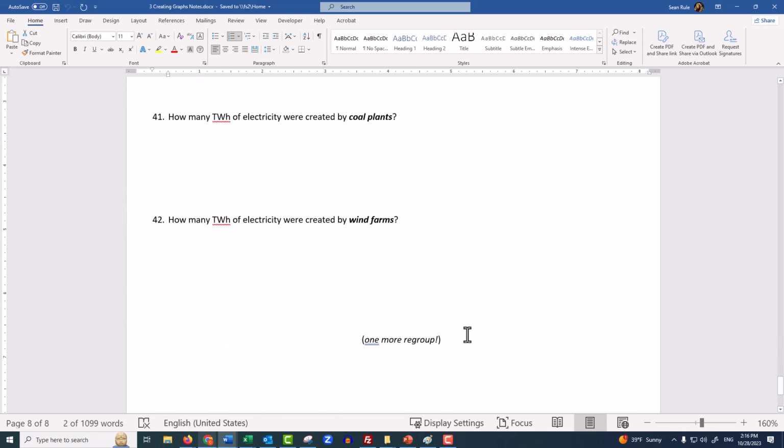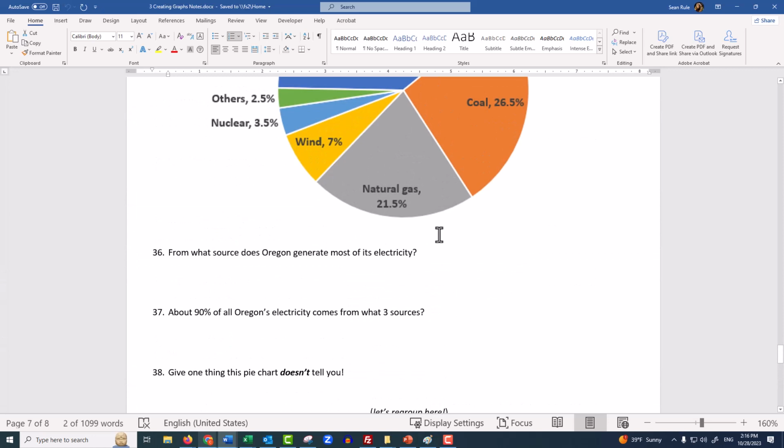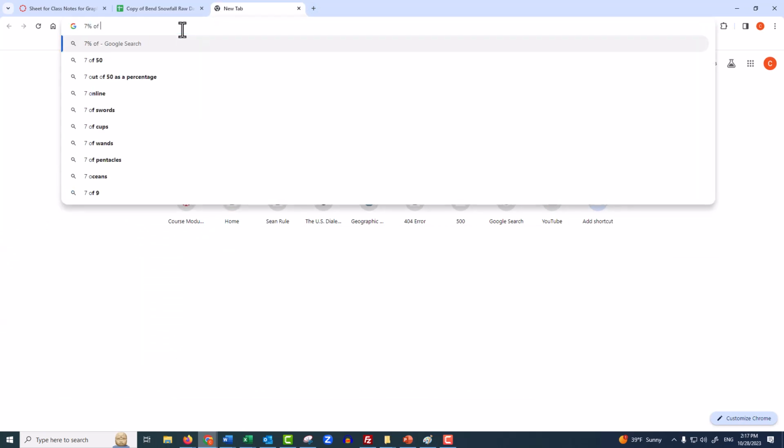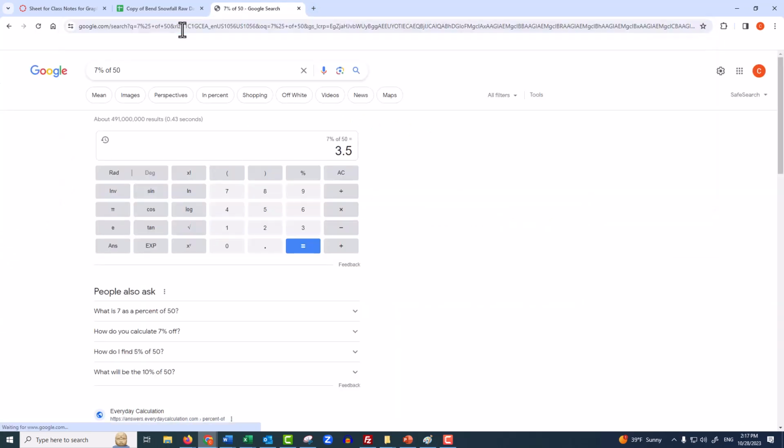And last but not least, wind farms, which is the 7% that's down here. And we just go back one more time to our little calculator. There's a couple ways you can do this one, actually. You can figure out what 1% is and multiply it by 7, or just do 7% of 50 and get the 3.5 that it's going to be. So 3.5 terawatt hours. The clever among you will realize that since the number is 50, you can just take half of the percentage, drop the percent sign, and that's the answer. So half of 7 is 3.5.